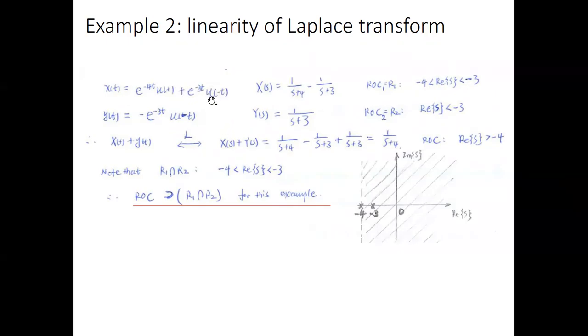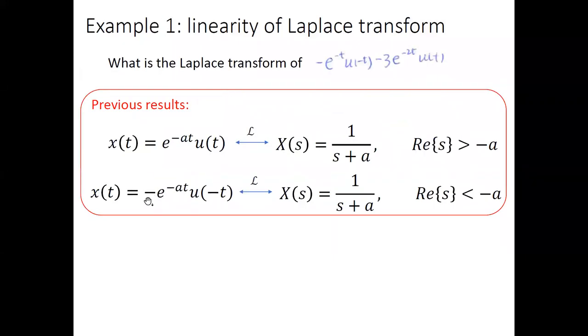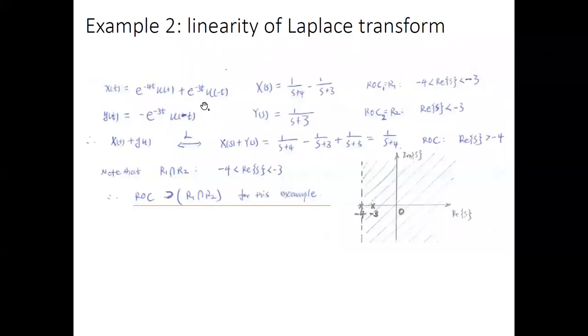And for the second term, exponential minus 3t u of minus t. So previously in the result, if we have two minus signs, right? Minus sign at the beginning and the u minus t, then it's 1 divided by s plus 3. But here, the second term only has one minus sign in u of minus t. So the result has an additional minus sign. This is the minus sign here, 1 divided by s plus 3.